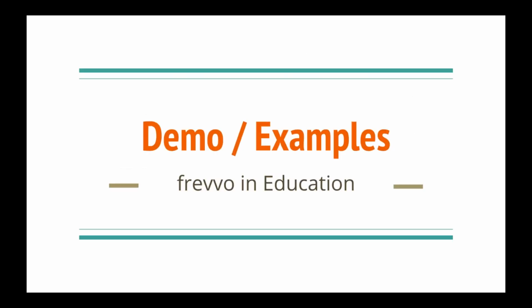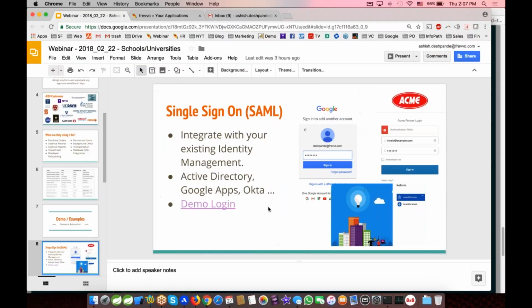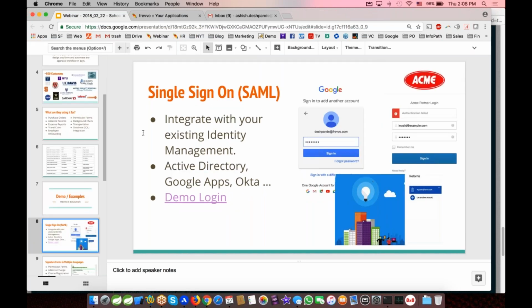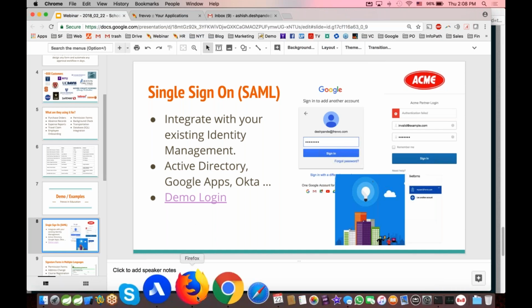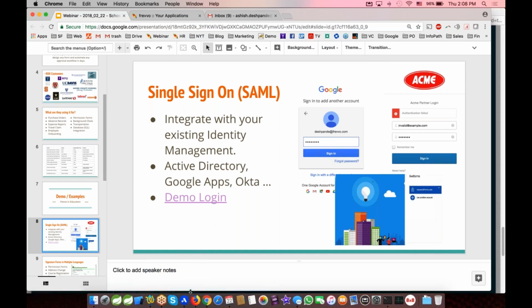Okay. So with that, we'll just jump straight into demo and examples. So I want to show a couple of things here in frevvo. The first thing is single sign-on with SAML. Essentially, with frevvo, you can easily integrate with your existing identity management system. It supports integration with Active Directory, Google Apps, Okta, etc. using SAML.